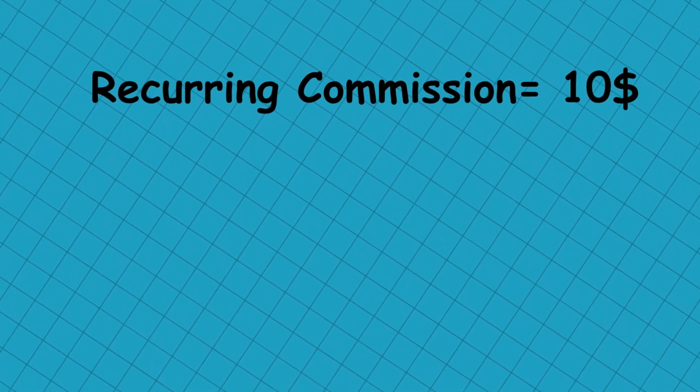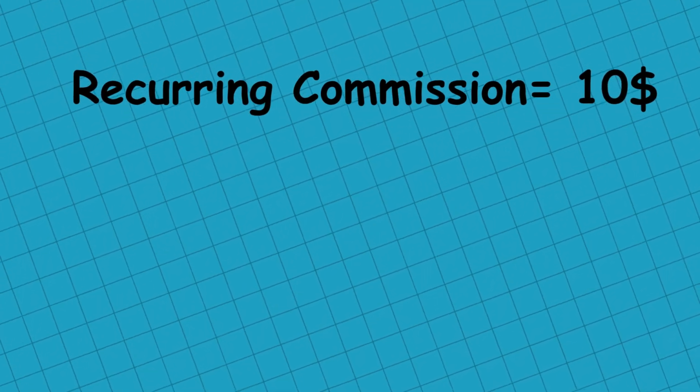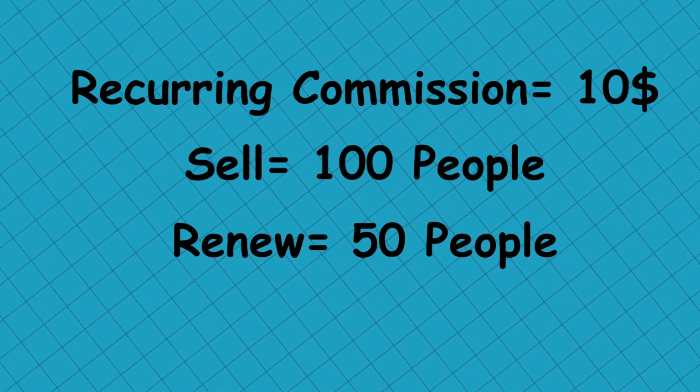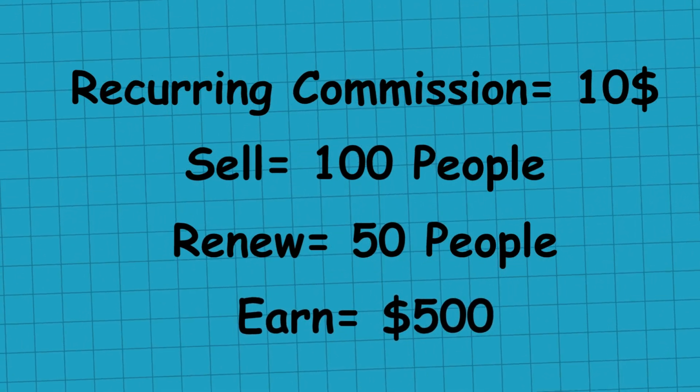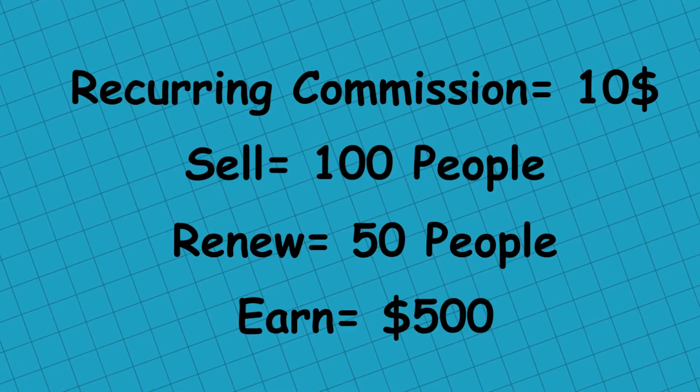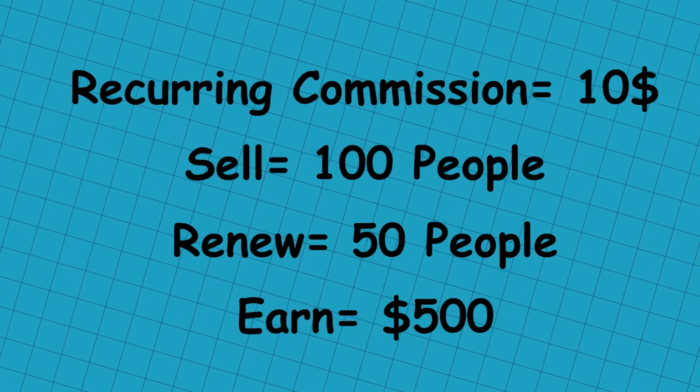Let's take an example. Suppose a product has a $10 recurring commission. You sell this product to 100 people. If 50 of them renew every month, you will earn $500 per month without any additional work. And this is where the real benefits of digital products begin.